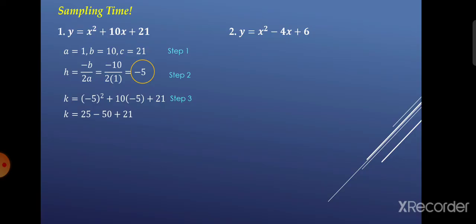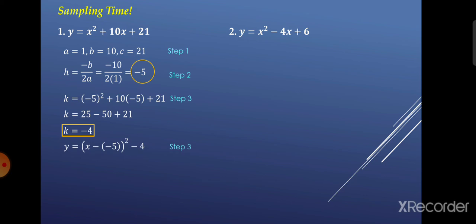Next step, k is equals to the square of negative 5 is negative 5 times negative 5, positive 25. Plus 10 times negative 5. 10 times negative 5, negative 50. Copy, plus 21. Okay, explain. 25 minus 50, negative 25. Negative 25 plus 21. Kasi mas dako ang negative 25. So, negative 25 kuhaan og 21, negative 4.